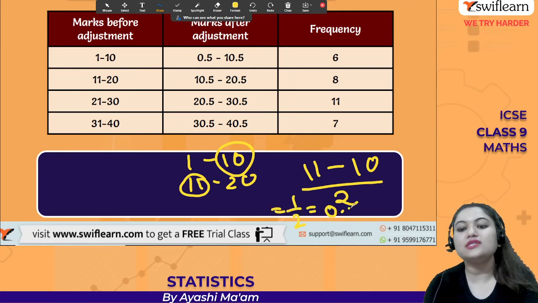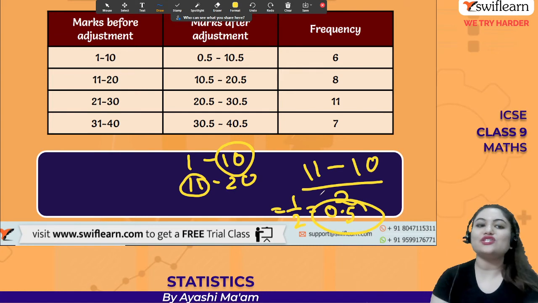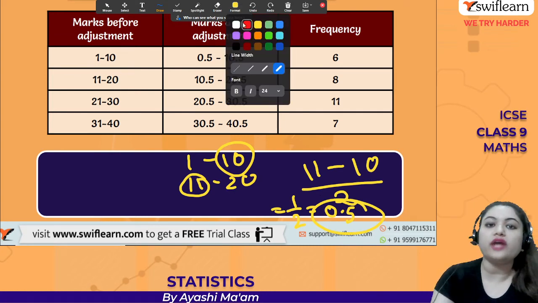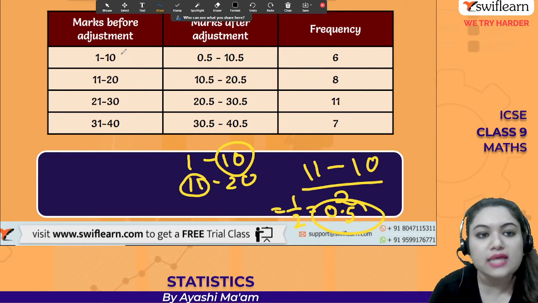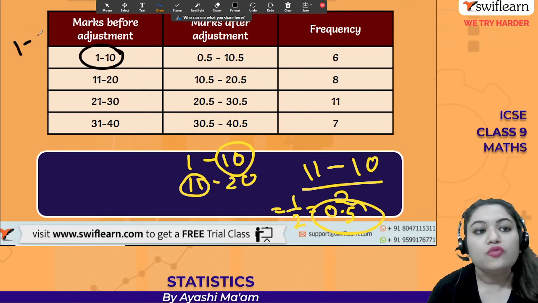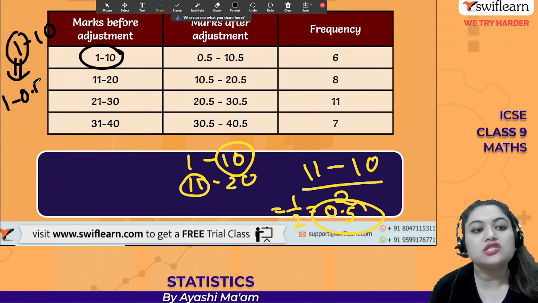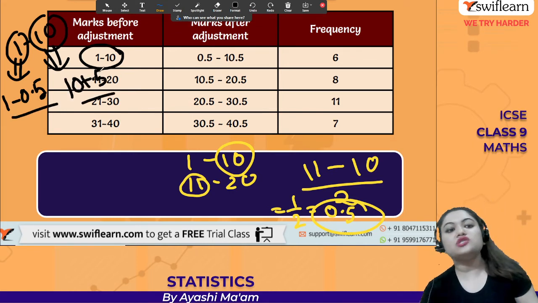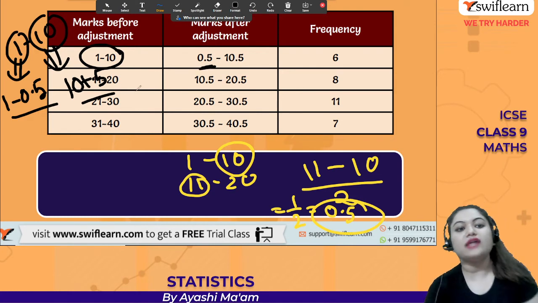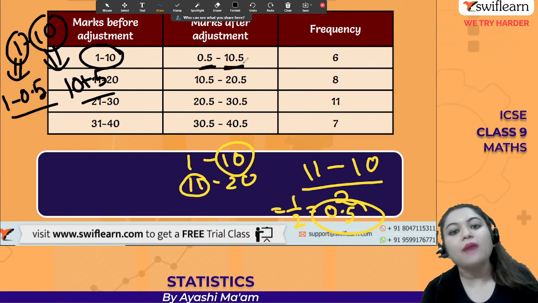So 1 by 2 means 0.5. So here our adjustment factor is 0.5. अब इस 0.5 को लेकर क्या करना है, मतलब इस 1 से, okay, in a class 1 to 10, from the lower limit subtract this adjustment factor, and in the upper limit add this adjustment factor. So 1 minus 0.5 will become 0.5, and 10 plus 0.5 will become 10.5.